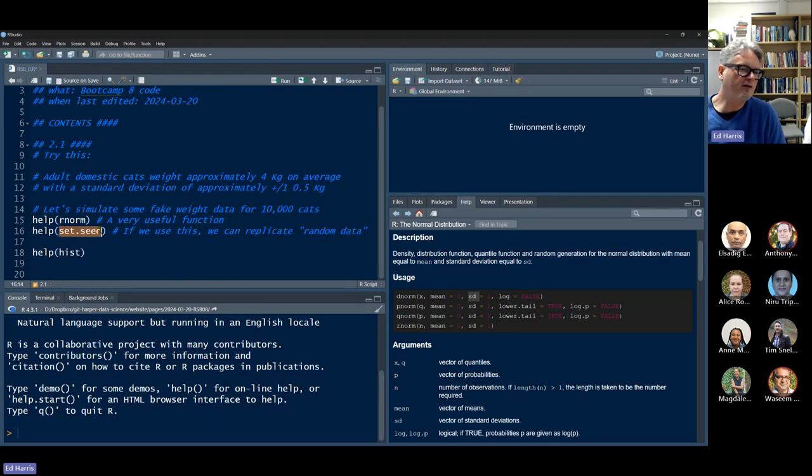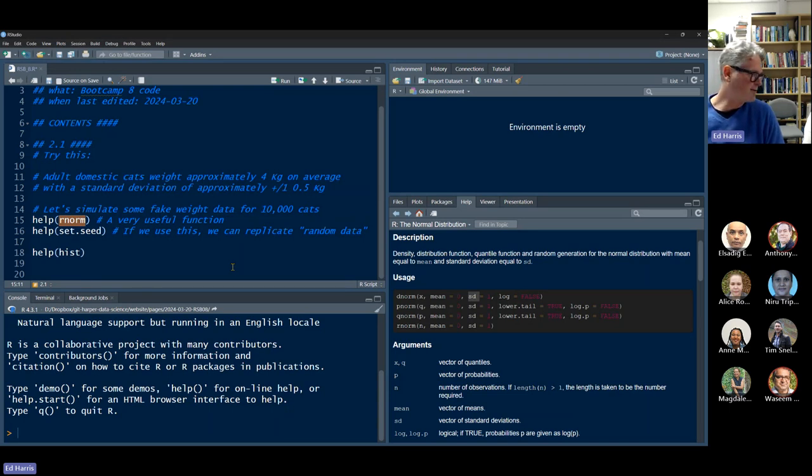Another one we're going to introduce this time is set.seed. If you're going to go through something that has a simulated or a random component, we often might want to use a reproducible set of instructions for it. So if I were to ask for a random normal variable with a mean of 0 and a standard deviation of 1, it would be, you know, random every time.